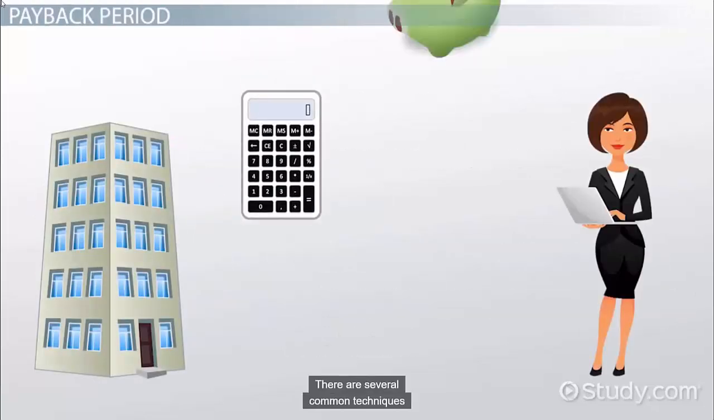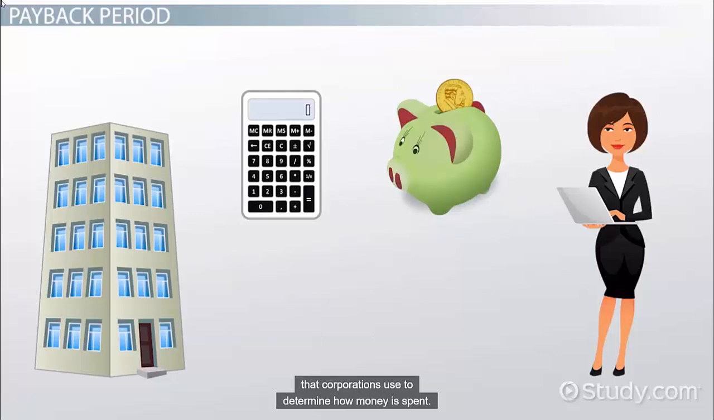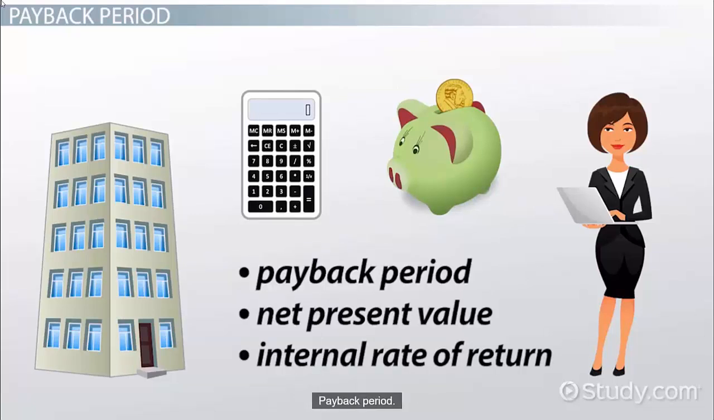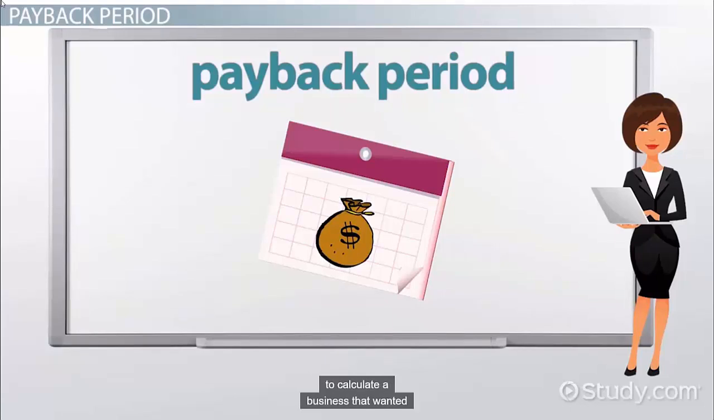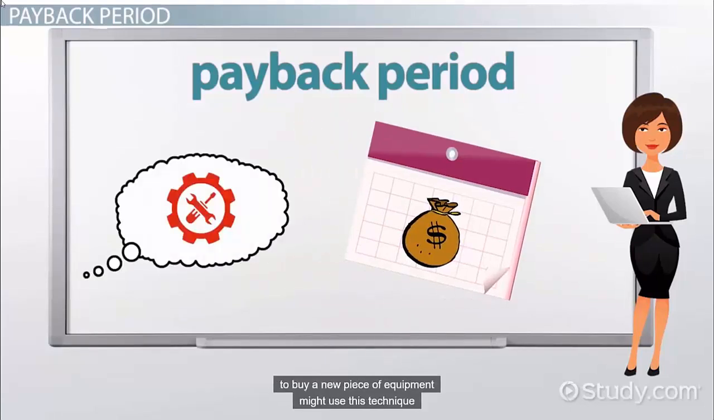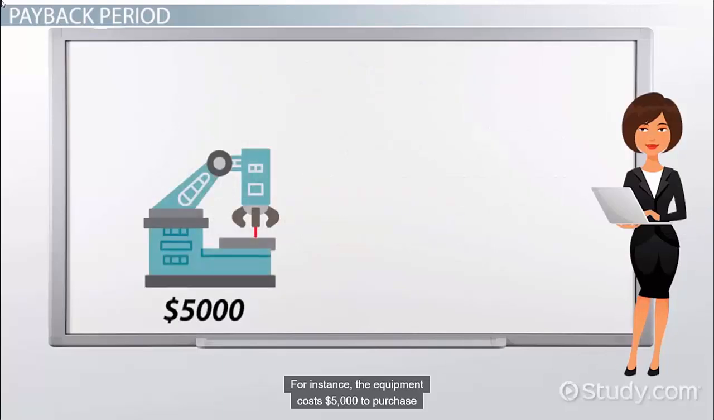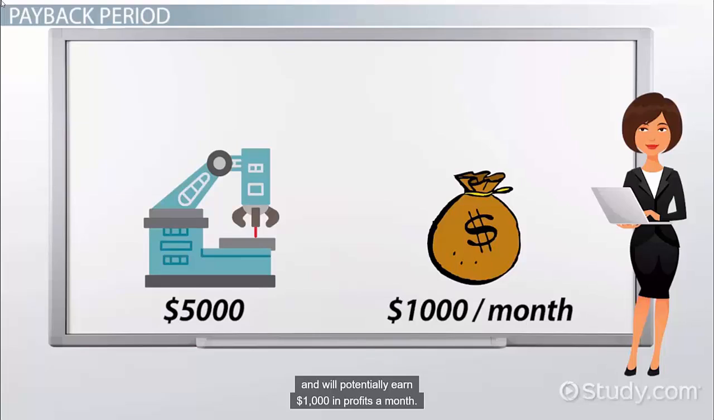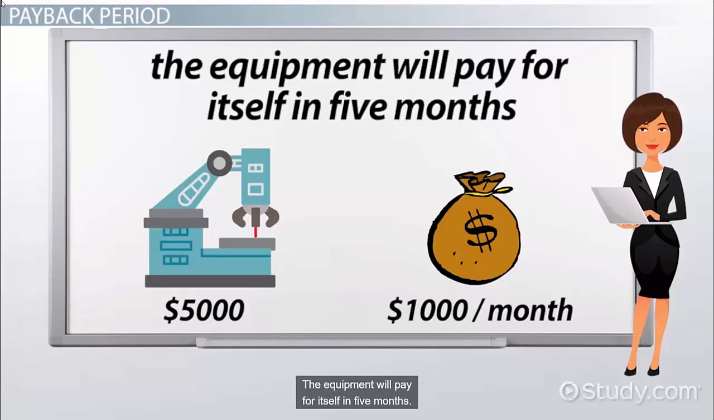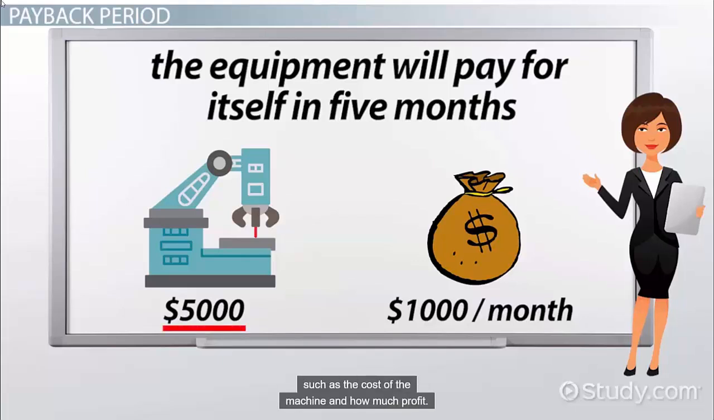There are several common techniques that corporations use to determine how money is spent. This lesson will discuss 3 techniques: payback period, net present value, and internal rate of return. The payback period is the easiest to calculate. A business that wanted to buy a new piece of equipment might use this technique to make a capital budgeting decision. The payback period is the amount of time that it takes for an investment or project to pay for itself. For instance, the equipment costs $5,000 to purchase and will potentially earn $1,000 in profits a month. The equipment will pay for itself in 5 months. How easy was that? You just need key pieces of information, such as the cost of the machine and how much profit it could produce over a specific period of time.